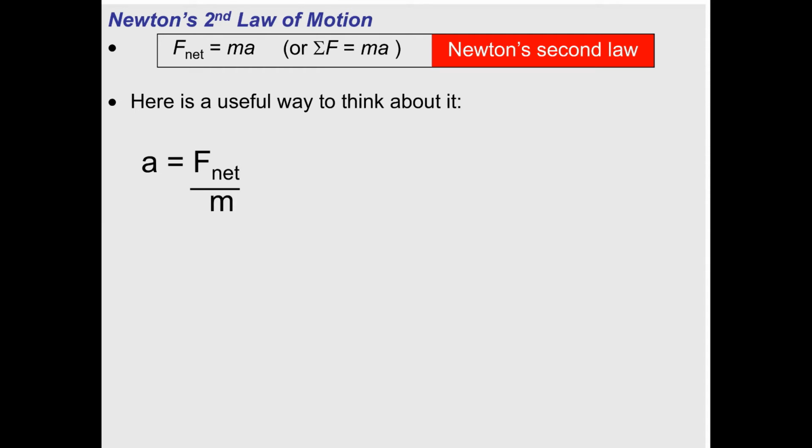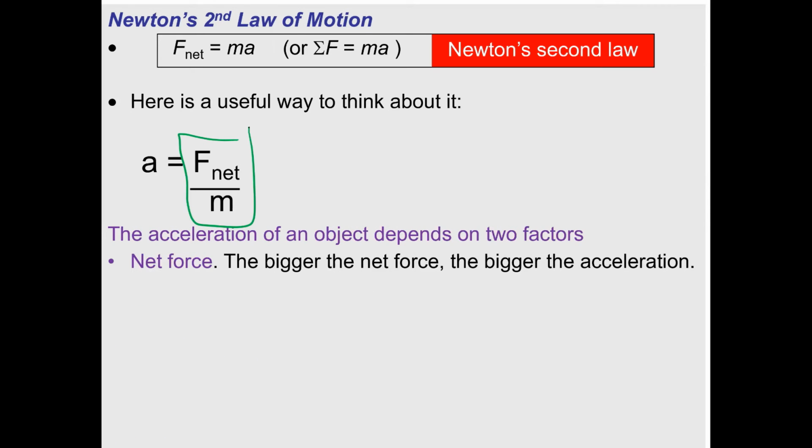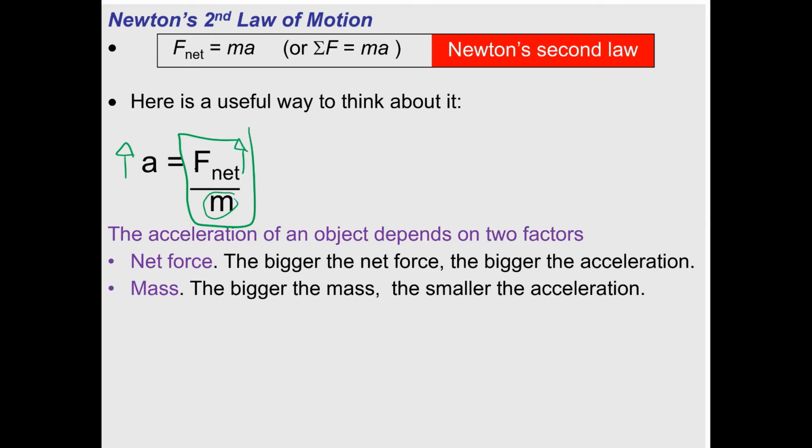I would suggest you think about it this way: if I'm wondering what the acceleration of an object depends on, it depends on these two things in this equation. It depends on the net force the object feels. The bigger the net force, the bigger the acceleration, because as this number goes up, this number is going to go up. What else does it depend on? It depends on the thing in the denominator, which is the mass. And in this case, the bigger the mass, the smaller the acceleration.